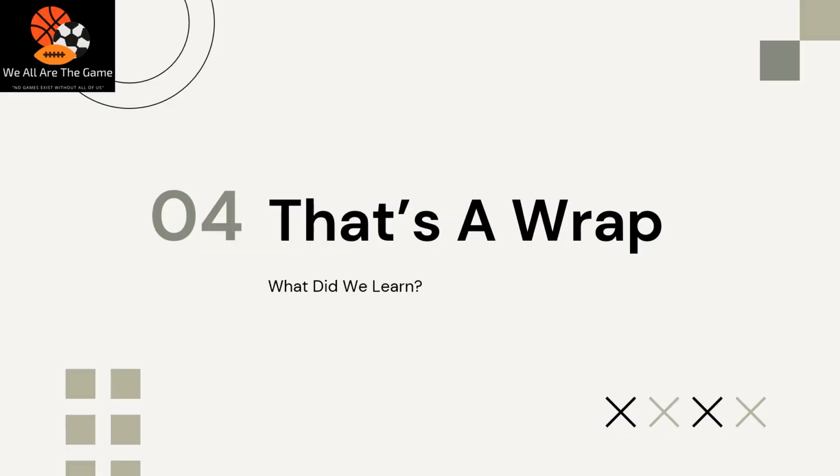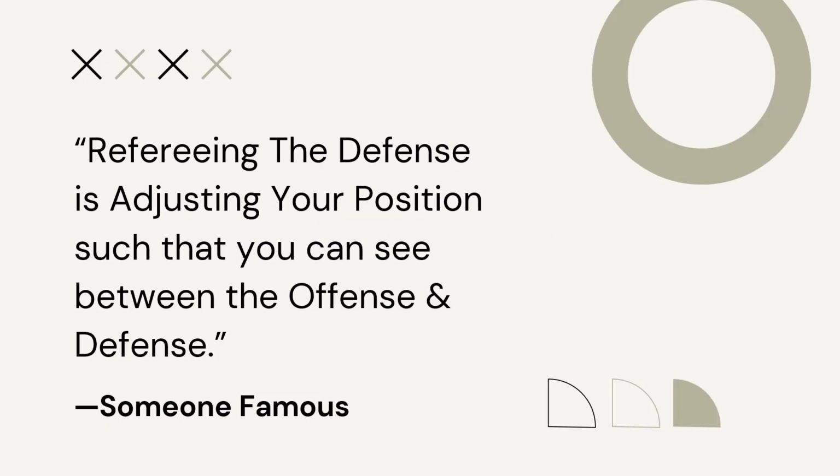So what have we learned in this particular training presentation? Refereeing the defense is adjusting your position, as we have learned, they are called position adjustments or PAs, such that you can see between the offense and defense. More specifically, you want to adjust your position such that you can see between the airspace of our offense and defensive players. This may involve players with the ball. This may involve players without the ball.